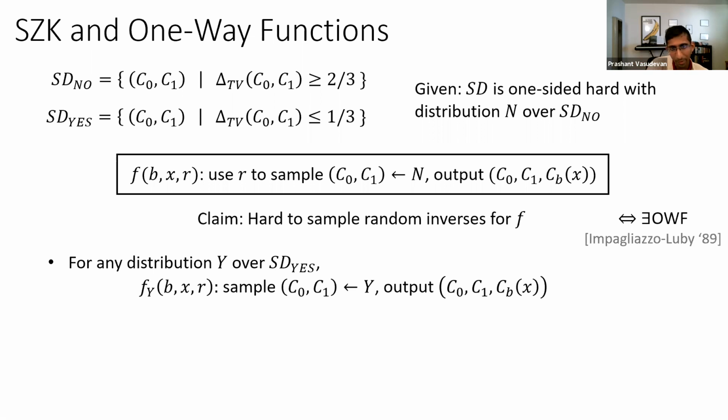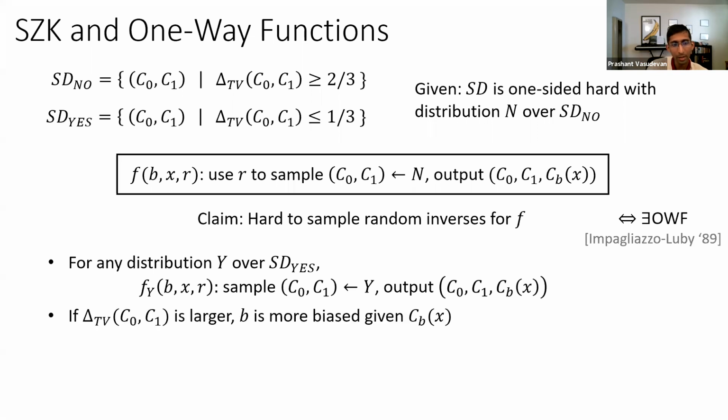You consider the same function, but instead of using the node distribution, you use some distribution Y over S instances. Consider what happens if I take a function F_Y like this, and then try to run the inverter on that, right?